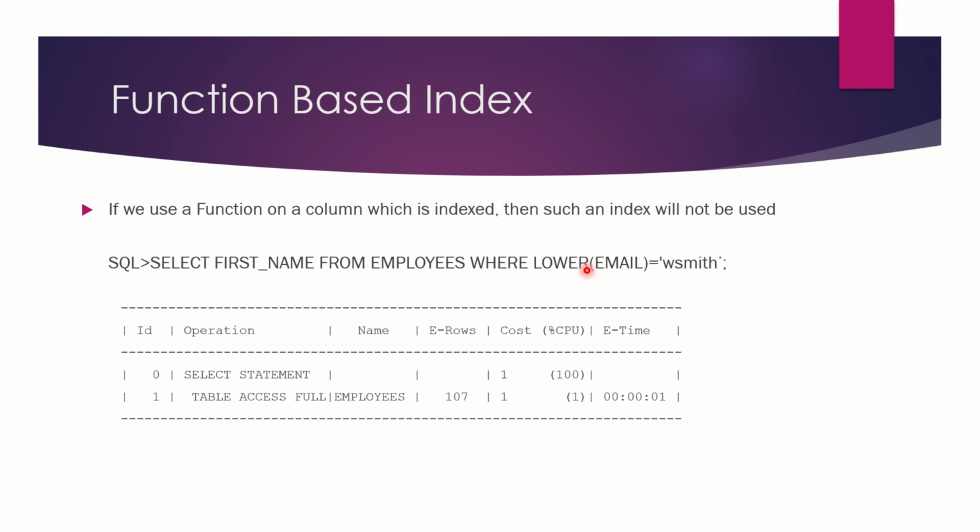This is because a function is applied on top of the indexed value. This happens because Oracle has not saved the indexed value, or rather the indexed entry, of the output after applying the function. It just has the row ID or the indexed entry only for the email value rather than the output obtained after applying a function on top of the indexed value. So what is the solution for this? We'll see in the next slide.